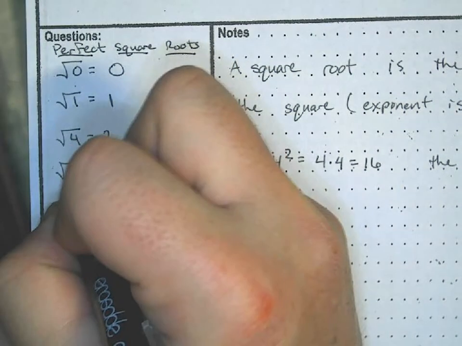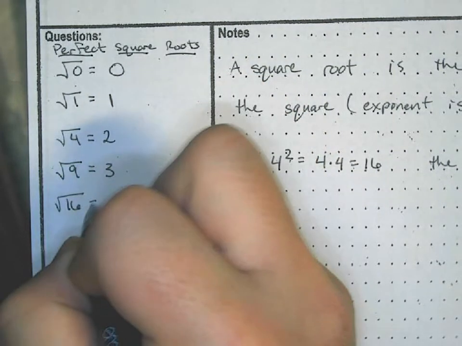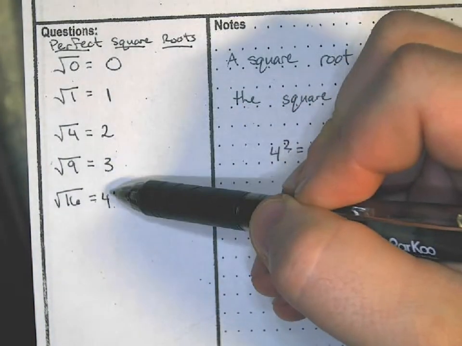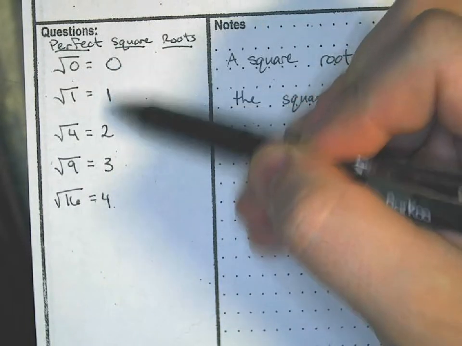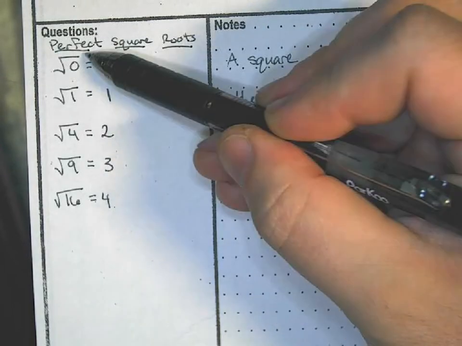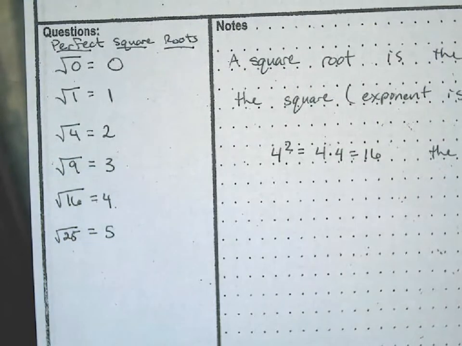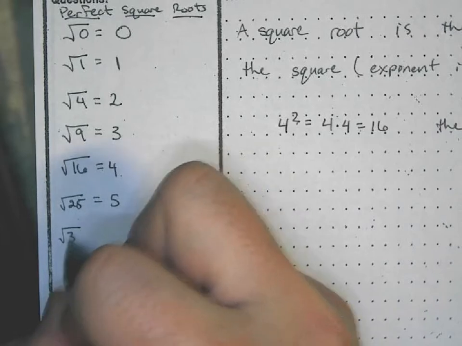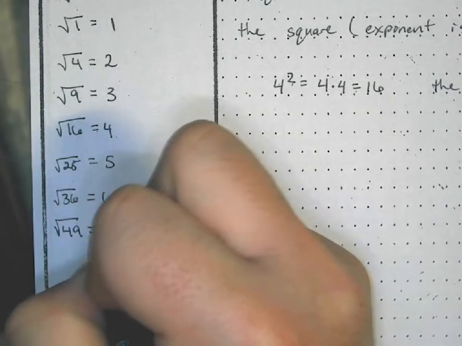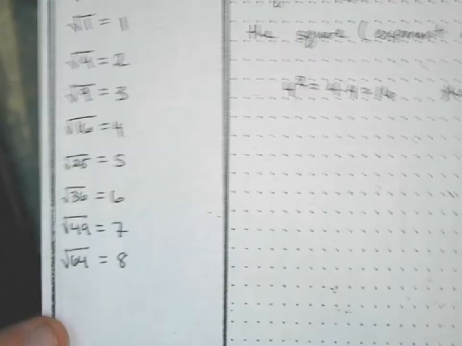Then the next perfect square root is 9. What times itself equals 9? 3. Now we're cruising. Notice how on my right-hand side, I'm going to be counting up by 1 every time, because the only way I can get a perfect square is if I come out with a whole number. So we'll have a whole number as our answer over here, but this number is going to change quite a bit. Square root of 25 is 5. Square root of 36 is 6. Square root of 49 is 7. 7 times 7 is 49. Square root of 64 is 8. 8 times 8 is 64.